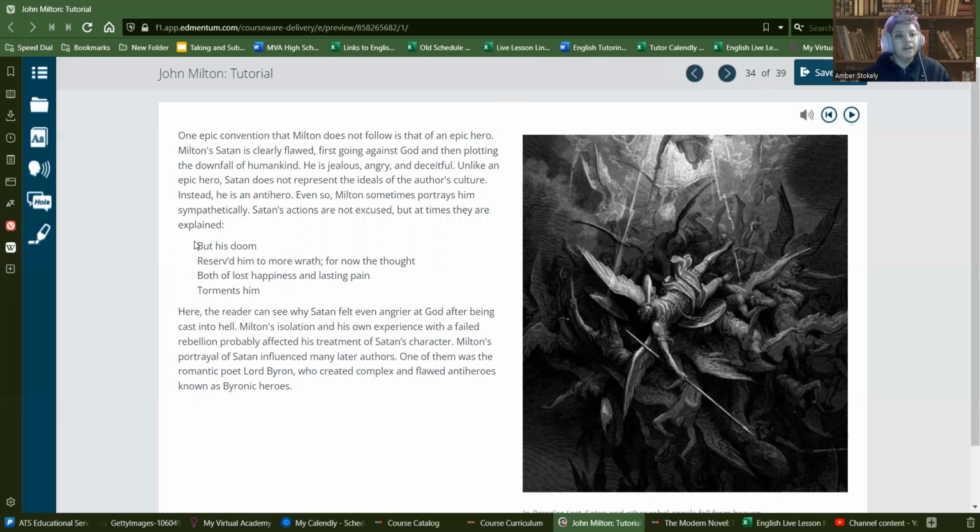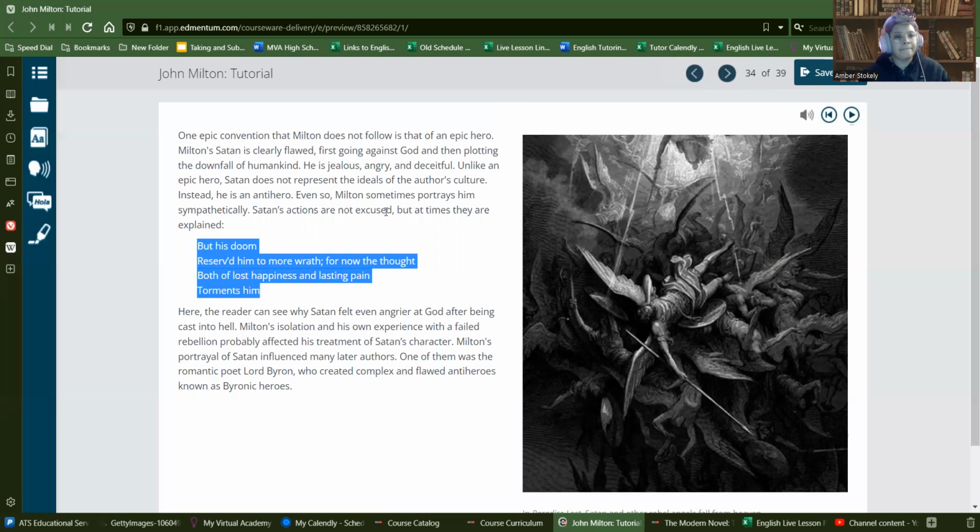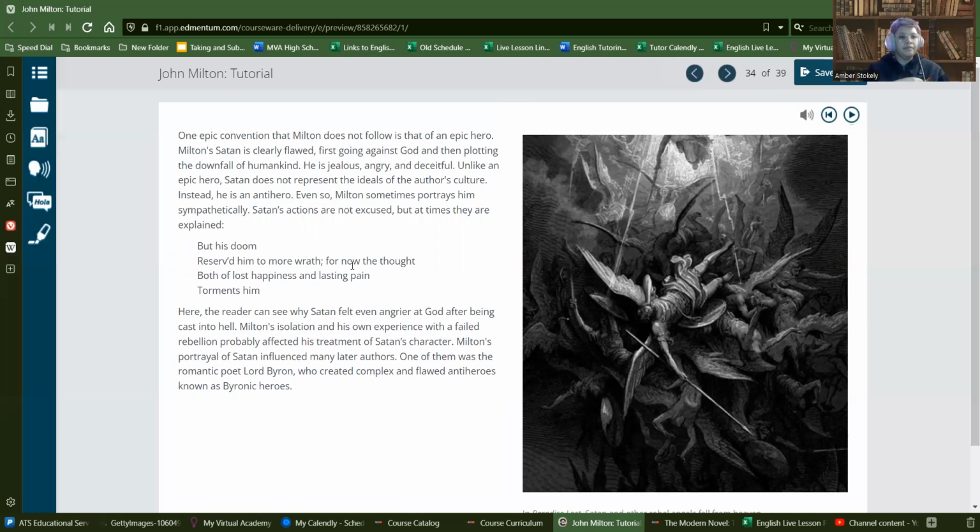It says here, but his doom reserves him to more wrath, for now he thought both of lost happiness and lasting pain torments him. So basically, they're explaining why Satan felt angry at God after casting him into hell.